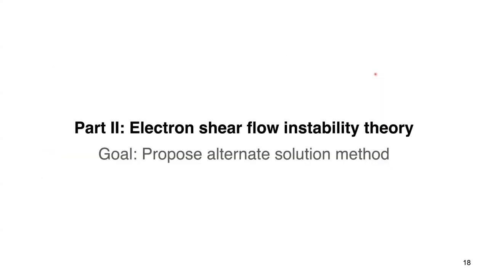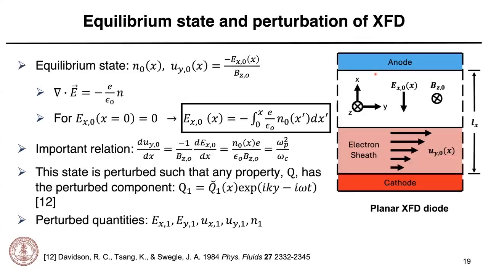Okay, so that was part one. Now we're done with the sheaths and we're done with certain field angles. Now everything's going to be perfectly perpendicular to each other. And so now I'm going to focus on the electron shear flow of that cross-field diode, first here with the theory and then next with the simulations. The main part of this section is that we're going to show a different solution method than what's usually used and show its advantages and the different physical insights that we got from that.